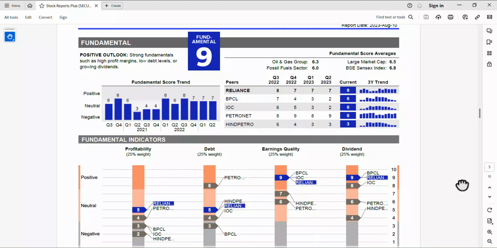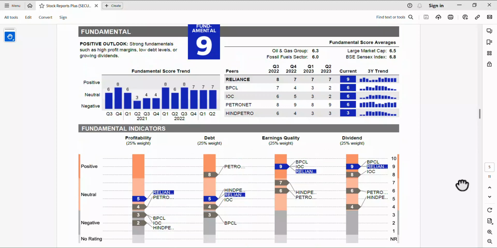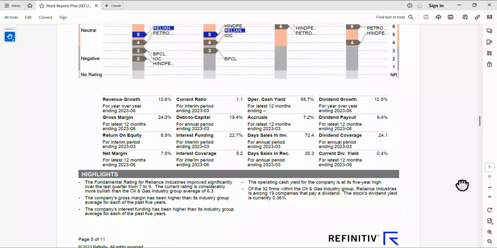So Reliance is a conglomerate present in 6 businesses. The quality of earning is 9. Profitability, it is not so good because it is not meeting the requirement of the analyst. Debt, it is 5. The company has a debt, but not out of proportion. Earning quality is 9. Dividend, the company is giving good dividend to its shareholders. Okay. So based on that, fundamentally the company is very strong. Then there are some ratios which are given here.